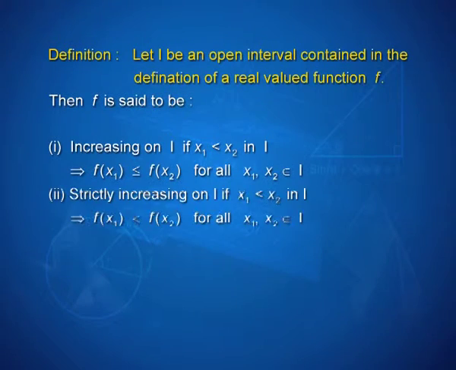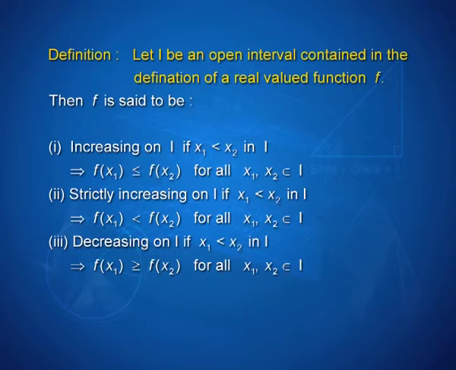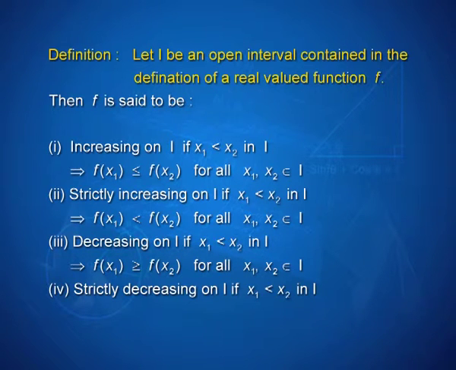This is exactly what you saw earlier as saying that as values of x increase, the values of y also increase. We also distinguish between increasing and strictly increasing with an understanding that if x1 is less than x2 in I implies f of x1 is strictly less than f of x2, then the function is said to be strictly increasing in I. Similar are the definitions for decreasing. x1 less than x2 in I implies f of x1 is greater than or equal to f of x2, the function is decreasing. Strictly decreasing on I if x1 is less than x2 in I implies f of x1 is greater than f of x2 for all x1, x2 belonging to I.